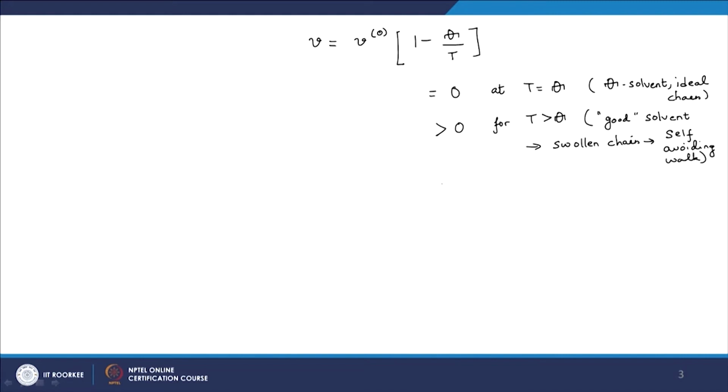And then finally, it can be less than 0 for attractive interactions. For T less than theta, this is known as bad solvent, and this gives rise to a collapsed chain, which has a much smaller size compared to the ideal chain and of course the swollen chain.